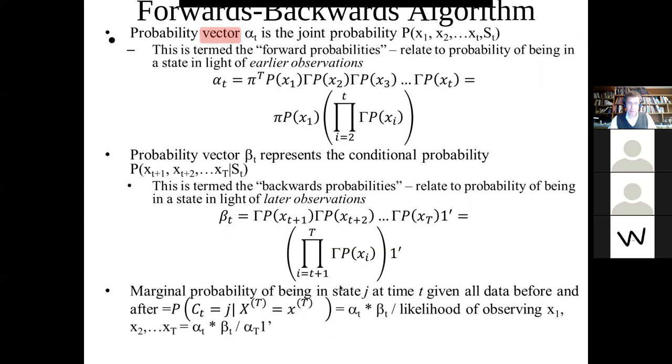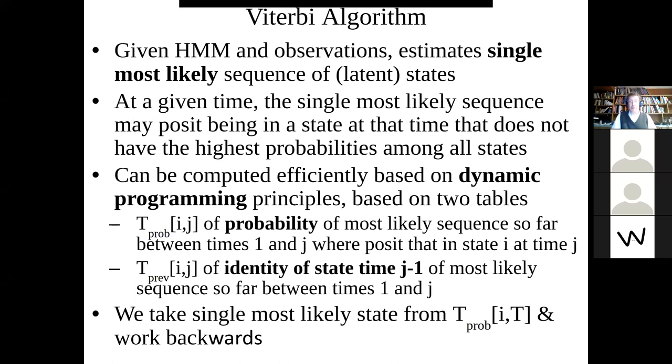But there's another very popular use as well of these hidden Markov models. And this is called the Viterbi algorithm. And the goal here is actually different. What we've seen thus far gives us the ability to assess for each time point the probability that we're in a certain state, either based on data till that point, up to and including that point, or data before and after that point. And that's very useful. We can assess at any one time what's the probability of being in a certain state.